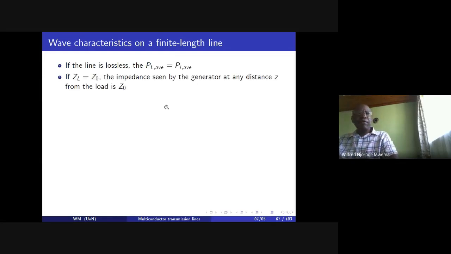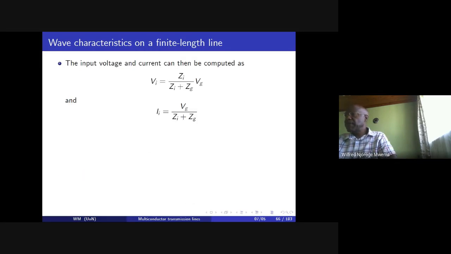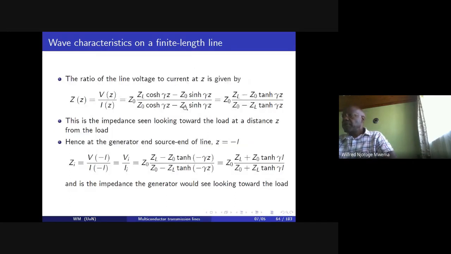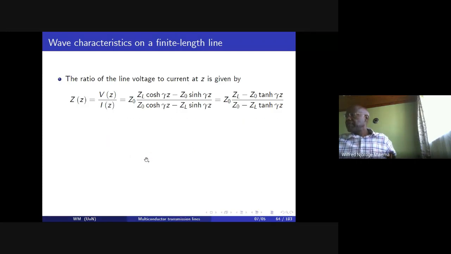And if ZL were made equal to Z0, then the impedance seen by the generator at a distance Z is going to be given by Z0. And we can see this from here. If you make ZL equal to Z0, so everywhere ZL appears, we replace it by Z0, we'll see that this ratio here is going to be unity, and we just get a value of Z0. Okay, so that's what I meant by that.